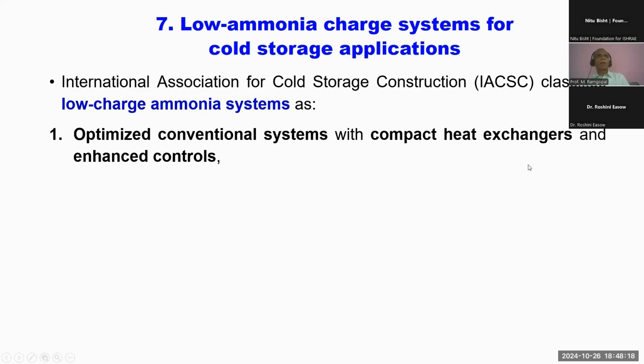For example, the International Association for Cold Storage Construction classifies the low ammonia charge systems into the following three types. The first type is you have a conventional system, but you optimize the conventional system. How do you optimize the conventional system? You redesign the heat exchangers and you make them very compact, so that the amount of refrigerant that gets stored in these heat exchangers can be reduced to a large extent.